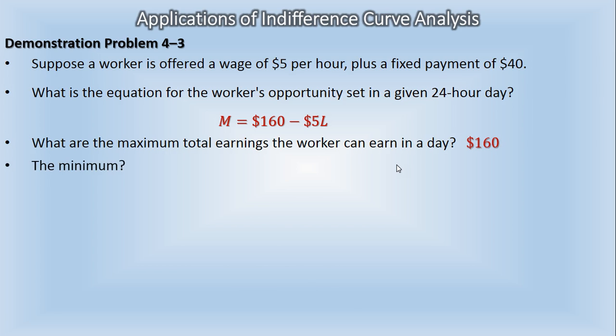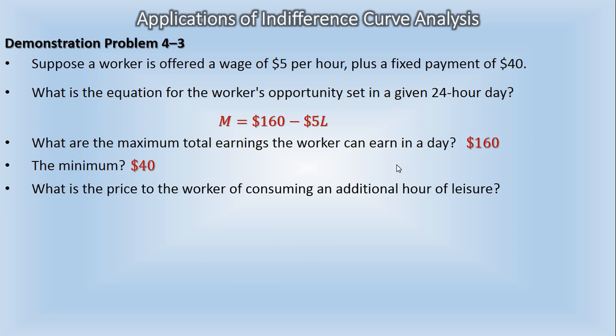All right. What is the minimum she can earn in a day? 40, right? Because 40 is that fixed payment. You can think of it as like an allowance. You can think of it as some wealth that she has put aside. Maybe some government check, who knows? It's a fixed payment that she gets regardless of whether she works or not. Another way to do it is to say she's going to just have 24 hours of leisure, so L equals 24. Plugging that in will get us to 40 as well.